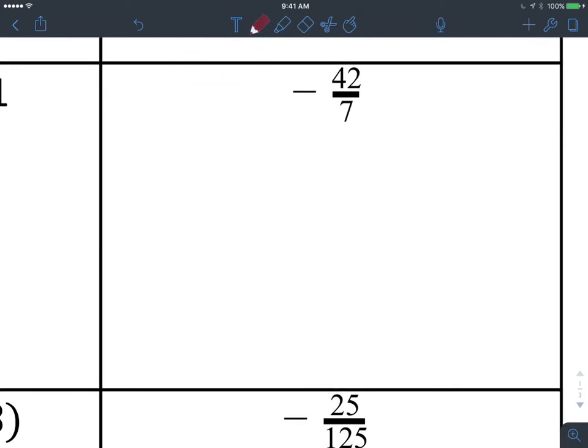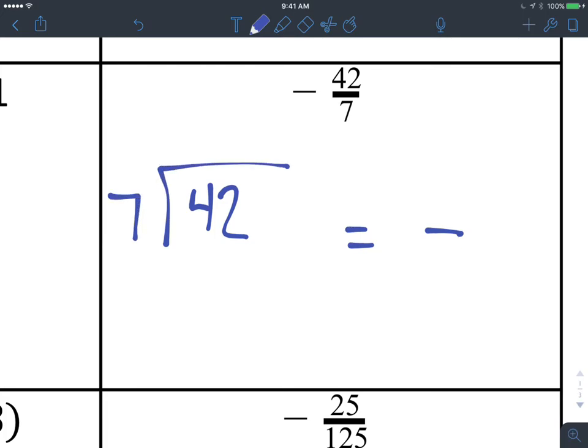Negative 42 over 7. Let's switch to a different color. So, negative 42 over 7. Our answer, just from looking at this, I know is going to be negative. Why do I know it's going to be negative? Answer that to yourself. Now I'm going to find the number part of my answer. We've got 42, and we're going to divide that by 7. We have to ask ourselves, how many times does 7 go evenly into 42?